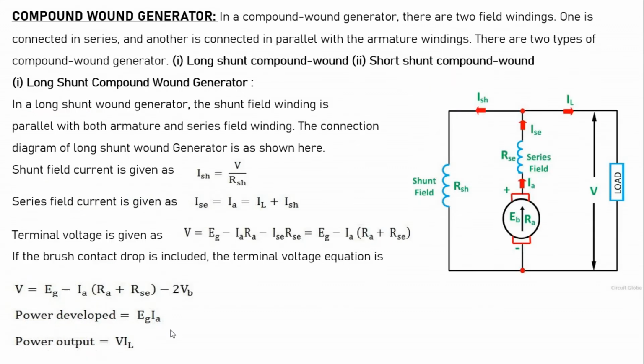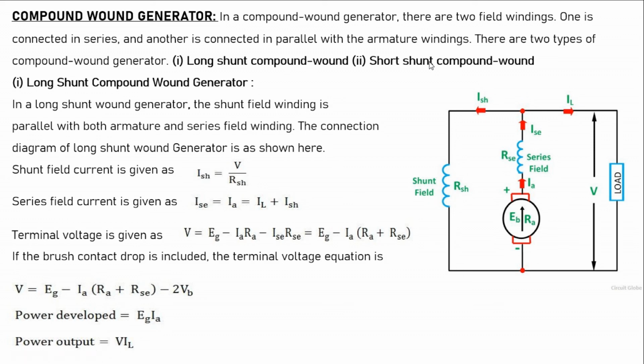Next, compound wound generator. In a compound wound generator, there are two field windings. One is connected in series and another is connected in parallel. So these are the examples of a compound wound generator. Here both shunt as well as series field windings are present. Once again, there are two types. One is long shunt compound wound. Second one is short shunt compound wound.